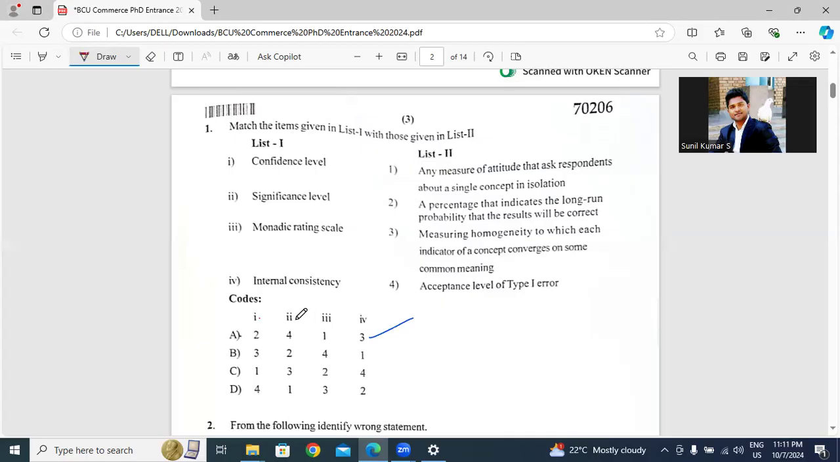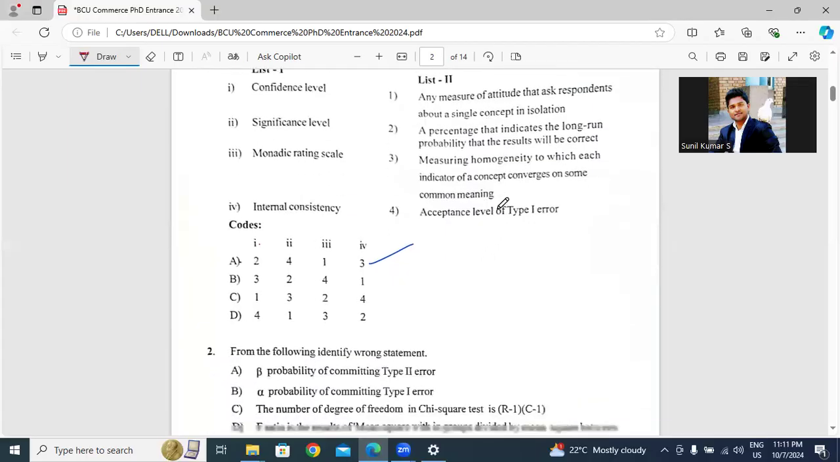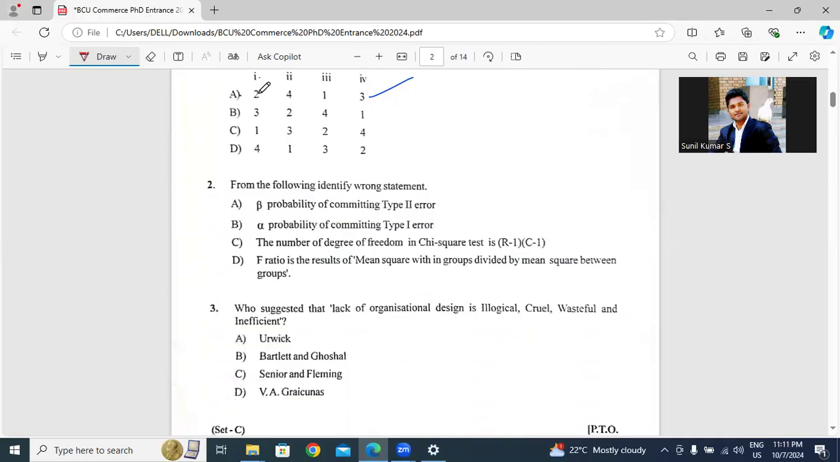Next, the second: significance level means acceptance of the level of type 1 error. And the third one, monadic rating scale, means any measure of attitude that asks respondents about a single concept in isolation. The last one, internal consistency, means measuring homogeneity to which each indicator of a concept converges on some common meaning. So option A is correct.